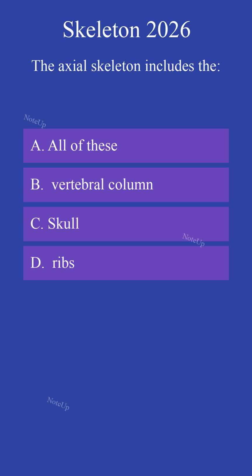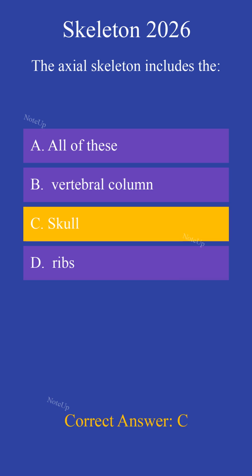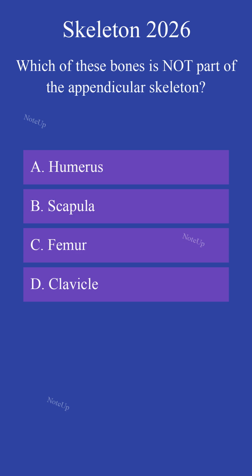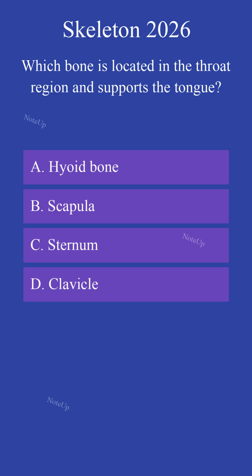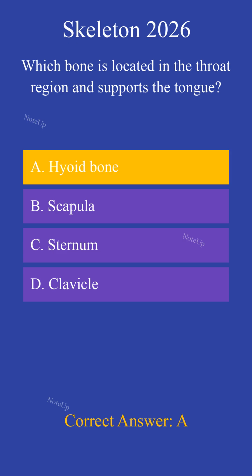The axial skeleton includes the... The correct answer is C, skull. Which of these bones is not part of the appendicular skeleton? The correct answer is C, femur. Which bone is located in the throat region and supports the tongue? The correct answer is A, hyoid bone.